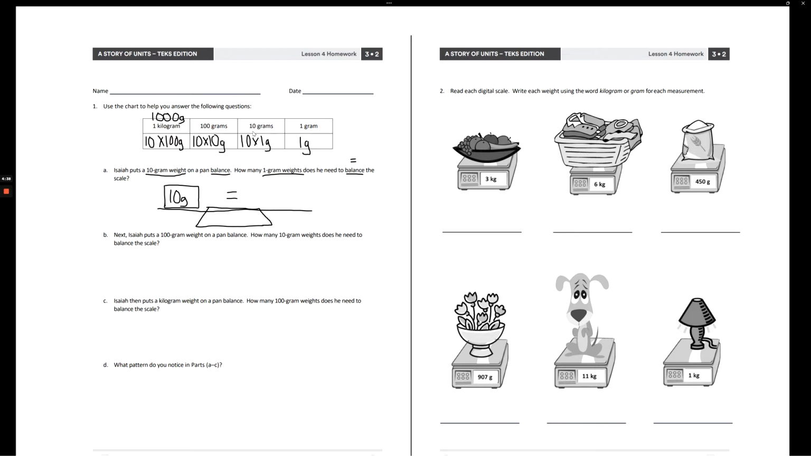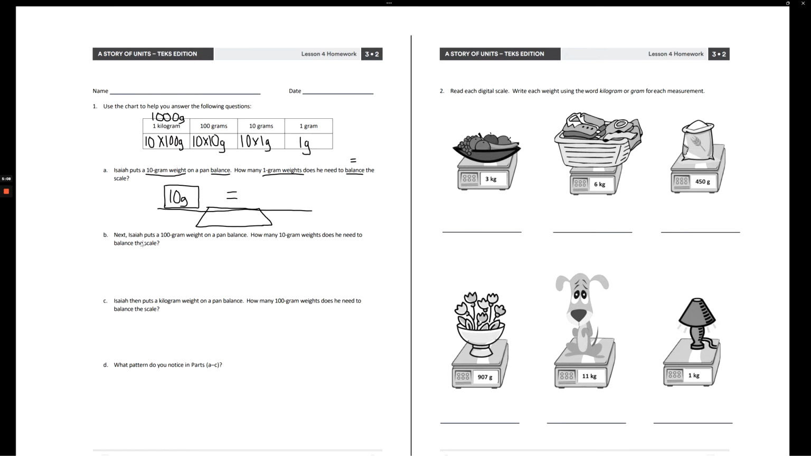Well, let's go up here and look. We have 10 grams right here, and it's telling us 10 groups of 1 gram would make 10 grams. So on your picture, I want to see 10 groups of 1 gram to make both sides equal, because 10 groups of 1 gram is going to be equal to 10 grams. I want you to do that on your own, and I'll see you whenever you bring your homework to school.